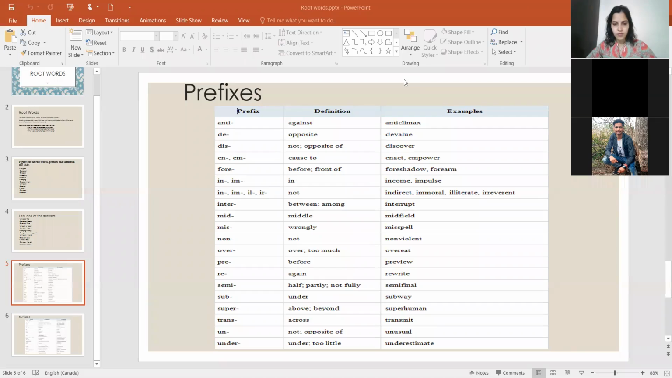Sublime. Okay, I'm not sure about sublime. We'll have to check, since I believe sublime is a root word itself. Submissive, subconscious.